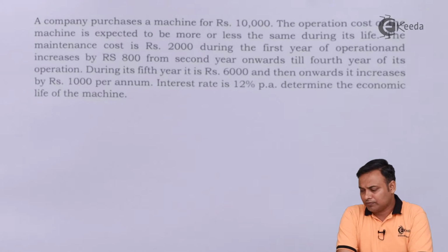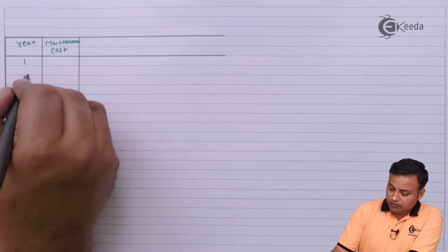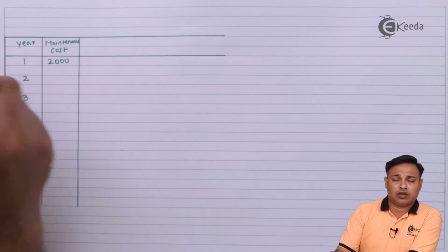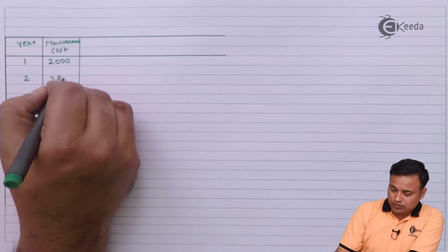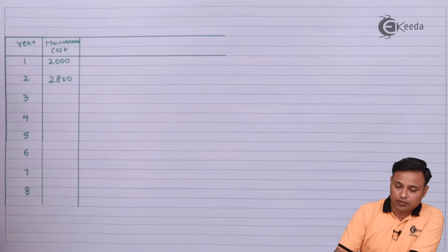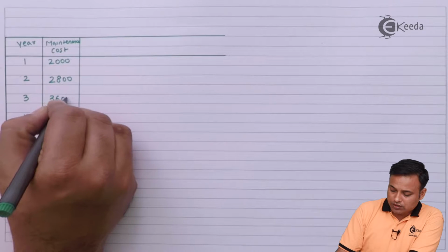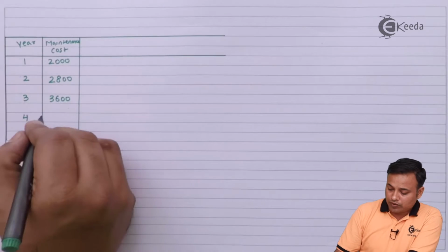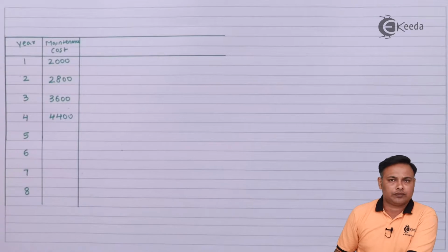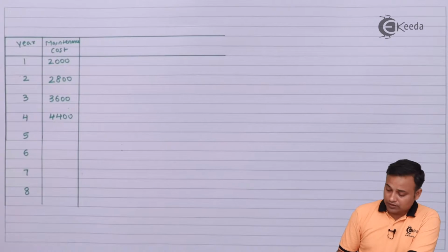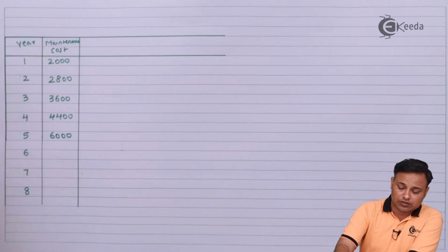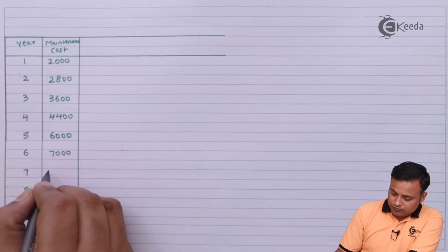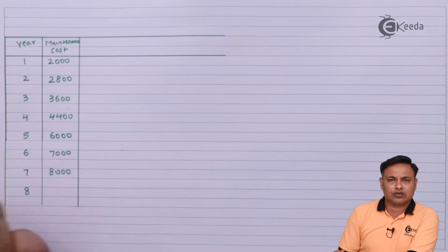Let's see how to work out this problem. My maintenance cost for the first year will be 2000 और हर साल फोर्थ ईयर तक बढ़ के वो 800 रुपया बढ़ेगा. एवरी ईयर इट विल इंक्रीज बाय 800. तो सेकेंड ईयर में हो जाएगा 2800 और 800 रुपया 3600 प्लस और 800 रुपया 4400. और फिर फिफ्थ ईयर से हमारा कॉस्ट हो जाएगा 6000 और उसके बाद हमारा कॉस्ट एवरी ईयर बढ़ेगा 1000 रुपीज से. तो दिस विल बिकम 7000, 8000, 9000 and so on.